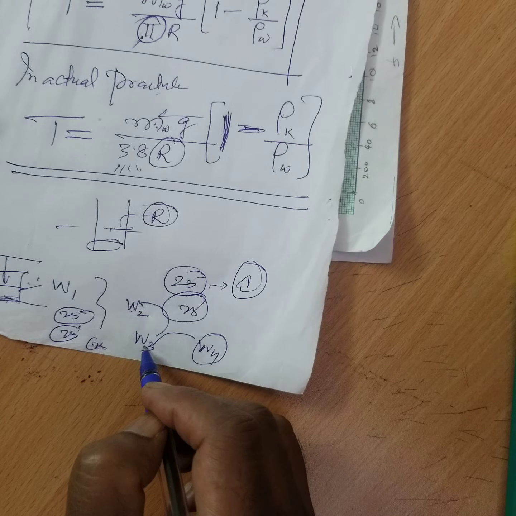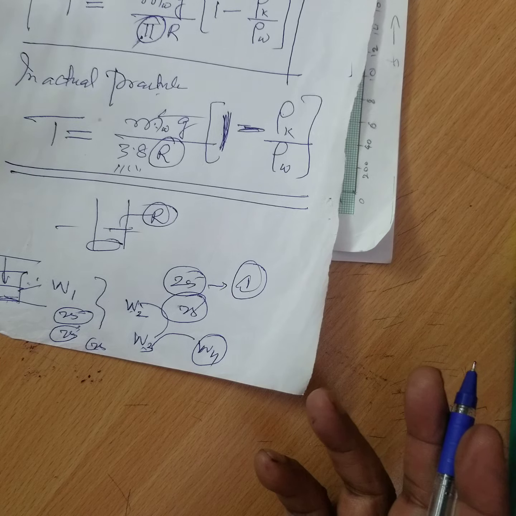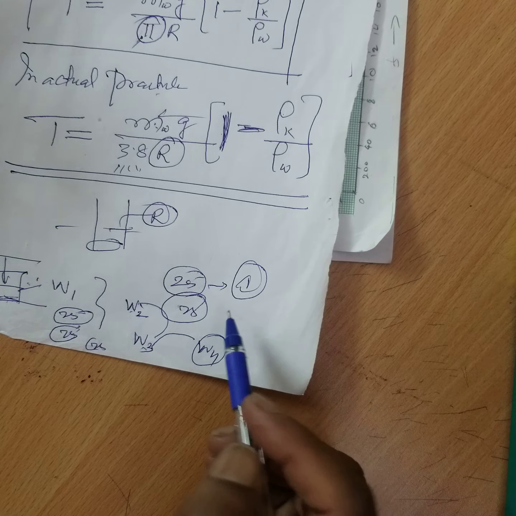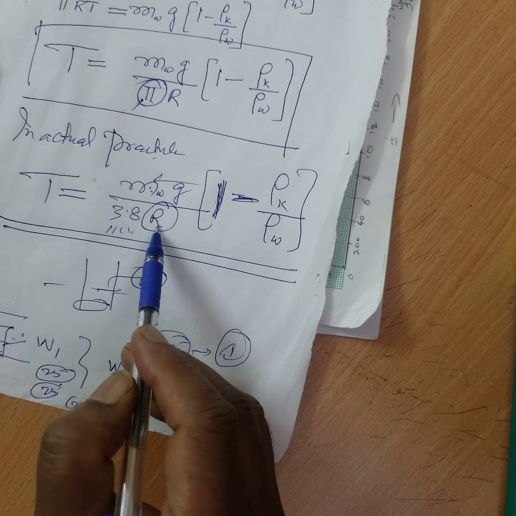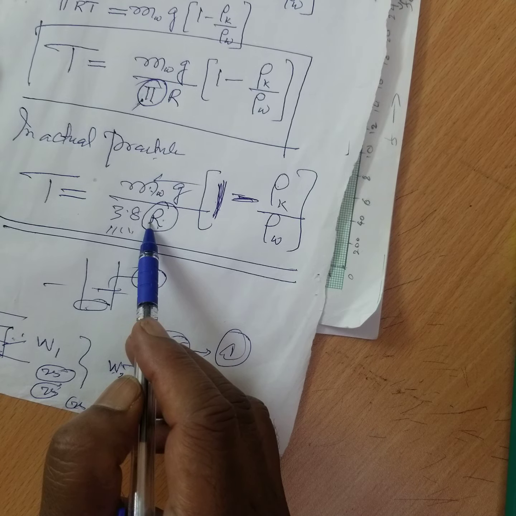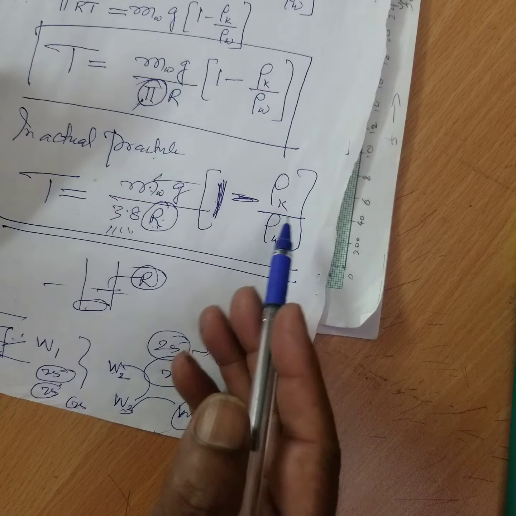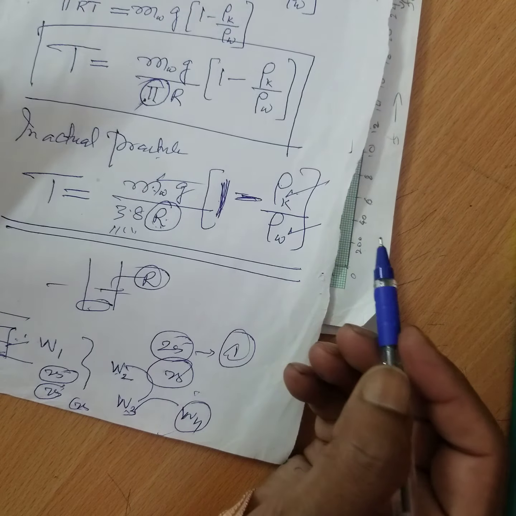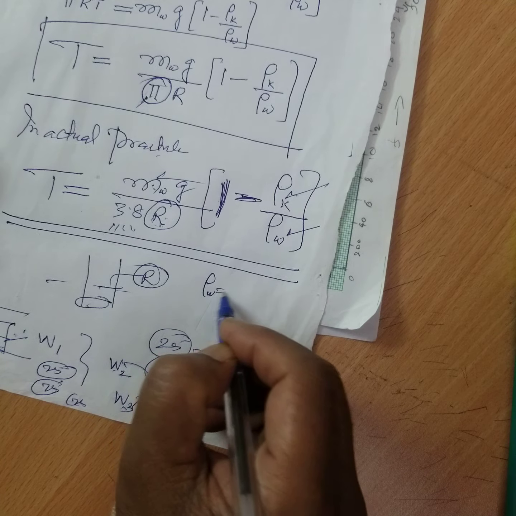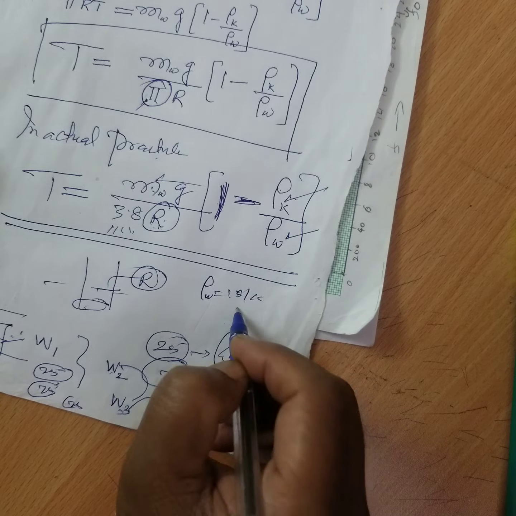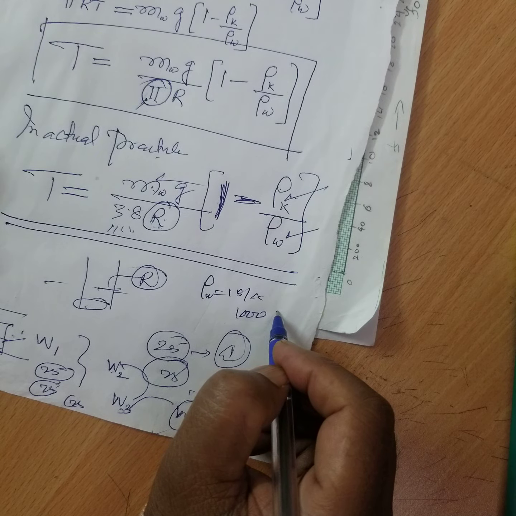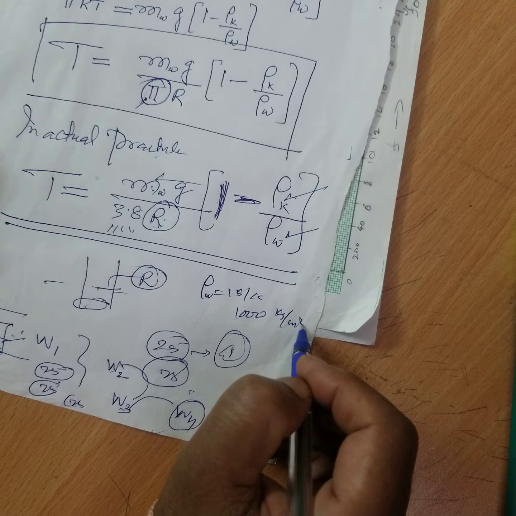Similarly, W4 minus W3 gives weight of 25 drops. I can calculate the weight of a single drop like this. And the inner diameter we can measure using a screw gauge. Substitute in the formula. Density of kerosene we will know. Density of water is what? 1 gram per cc, 1000 kg per meter cube.